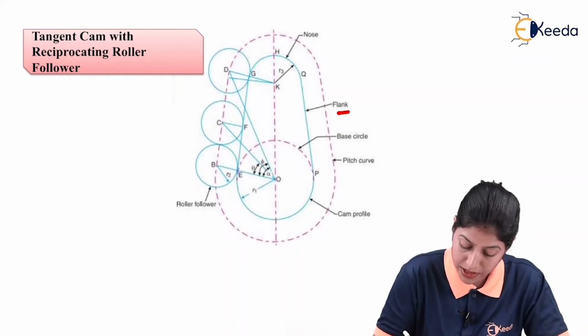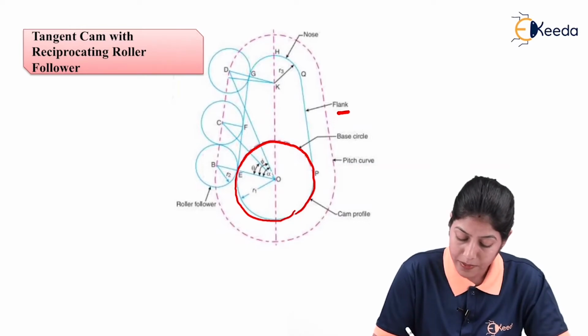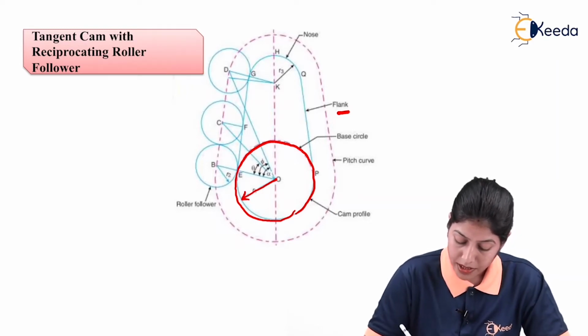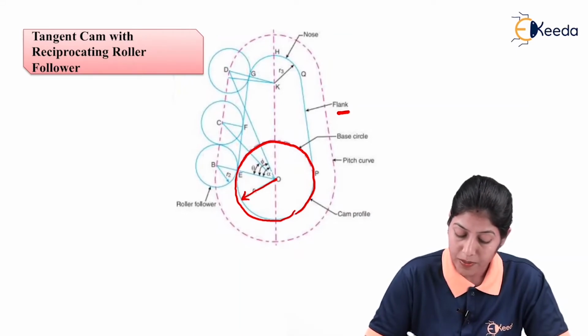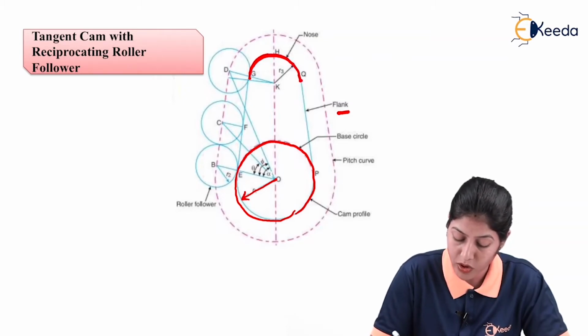So this is our base circle, and the base circle has the minimum radius of the cam. This particular circle represents the circle with minimum radius for the cam. But here this particular base circle is not representing the minimum radius. Here this nose circle is representing the minimum radius because of the straight profile and the curved surface.